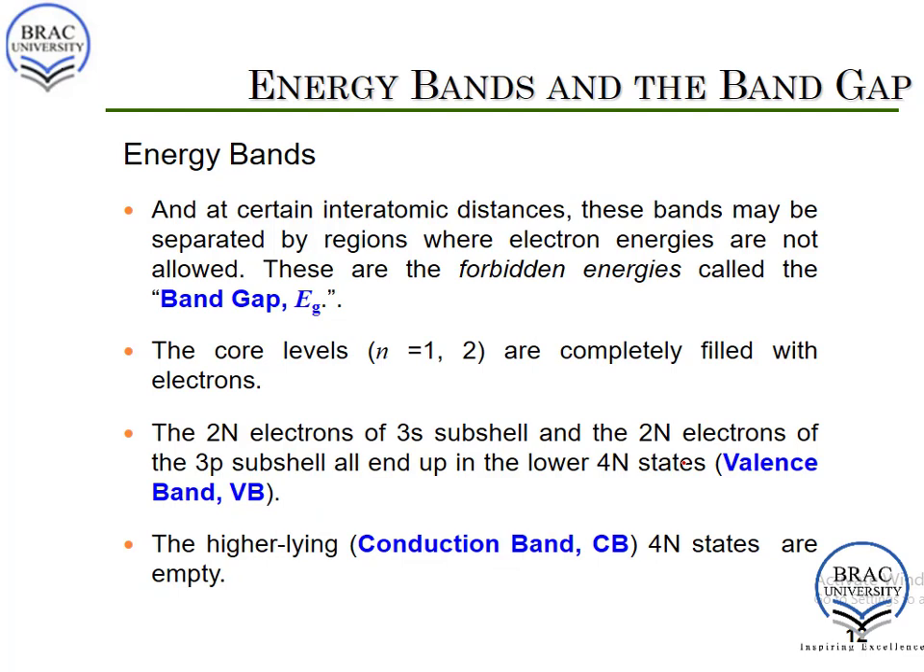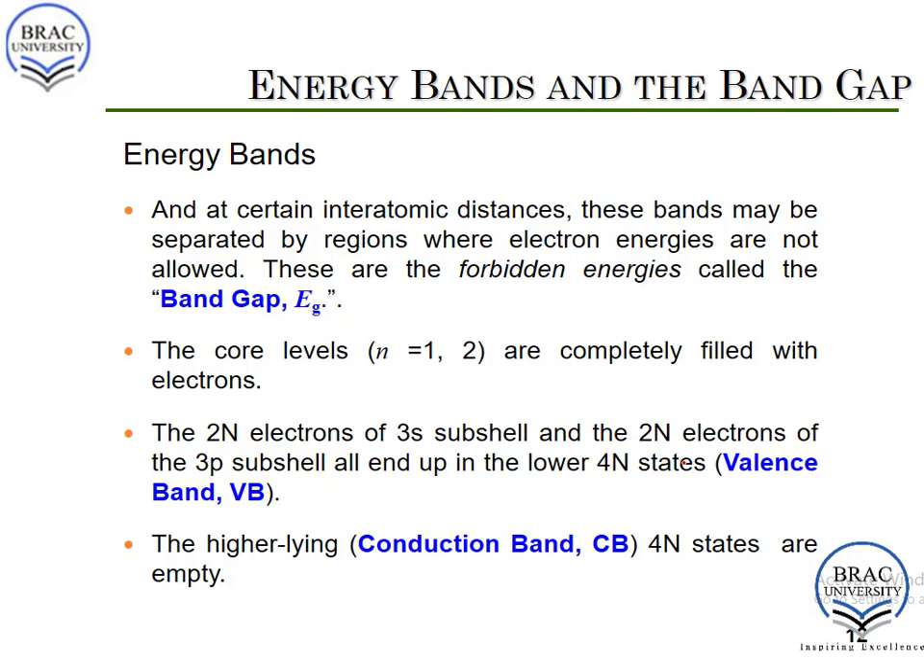Now for silicon, we have seen that the first two levels, n equal to 1 and n equal to 2, are filled with electrons, but in the case of n equal to 3, for each silicon atom 2 electrons reside in 3s and 2 electrons reside in 3p orbitals.